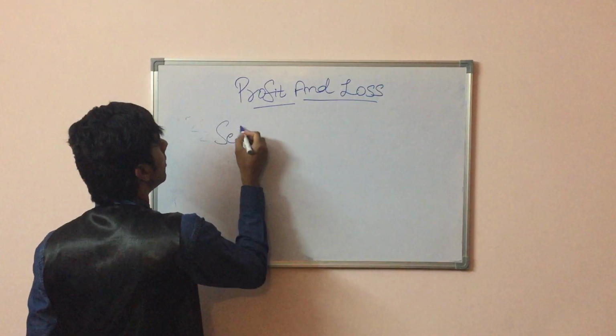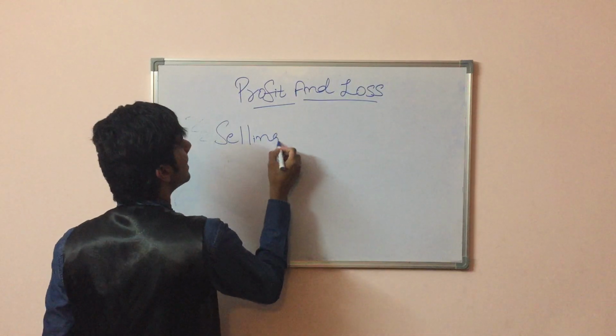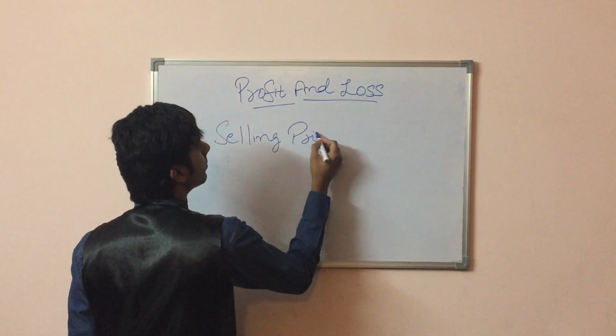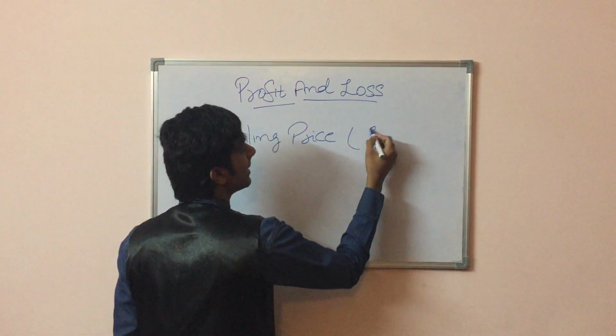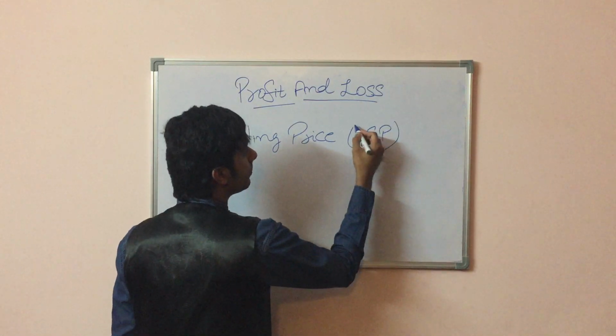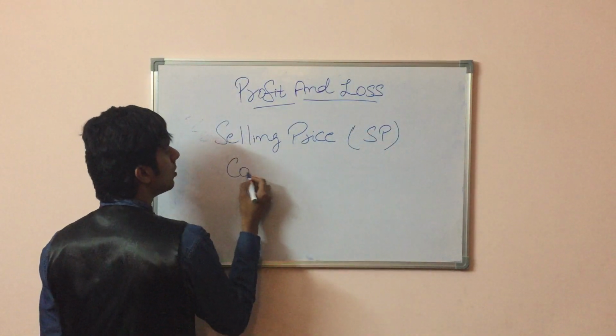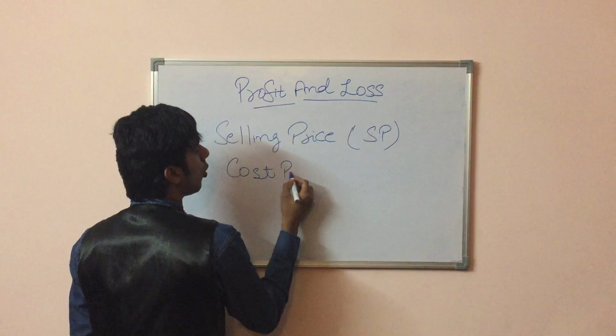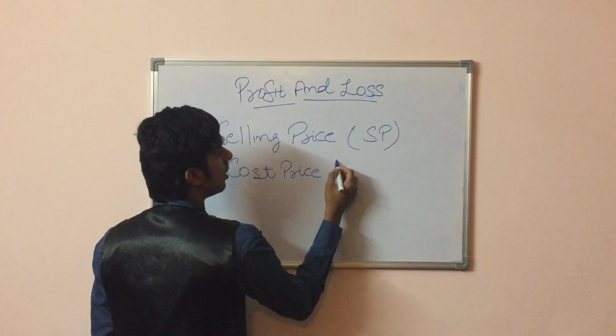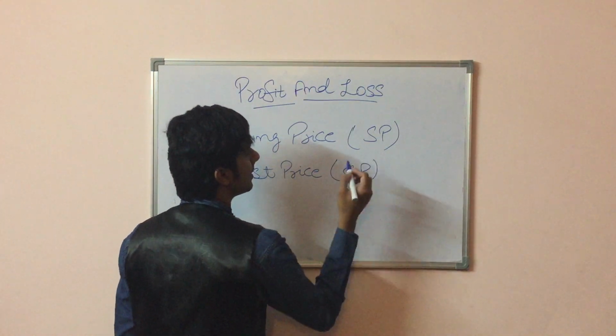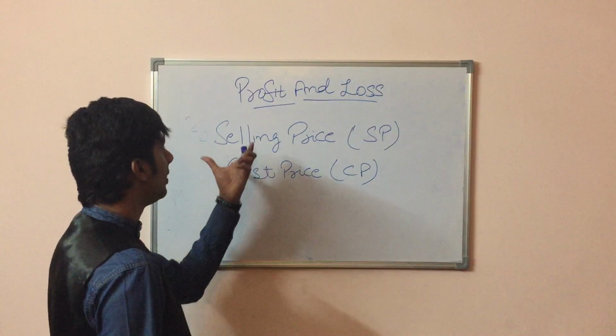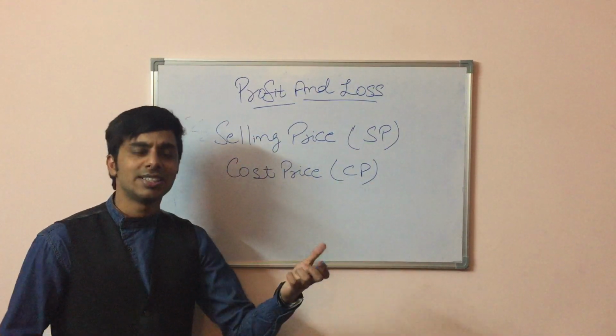Like the selling price, also called as SP. Then we use cost price, which is also called as CP, right? So these two concepts we just use in our day-to-day life.